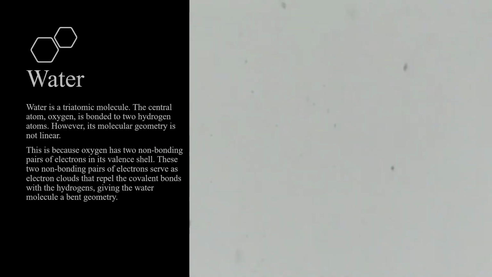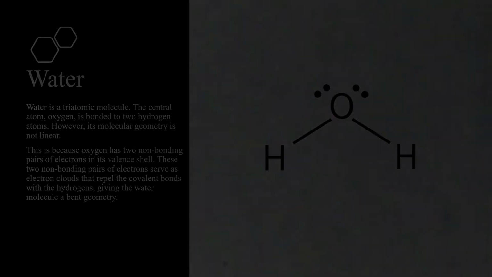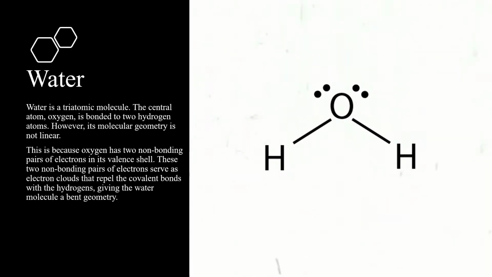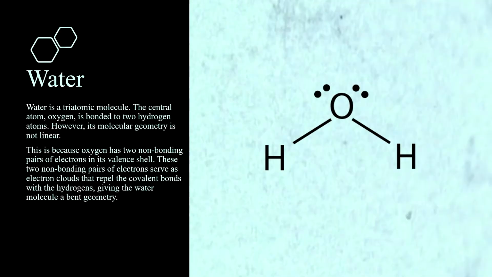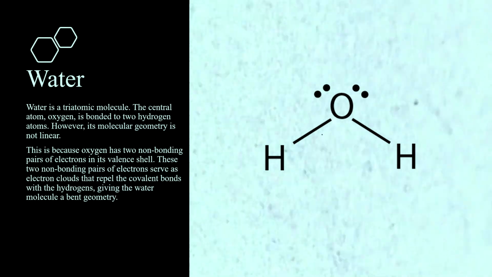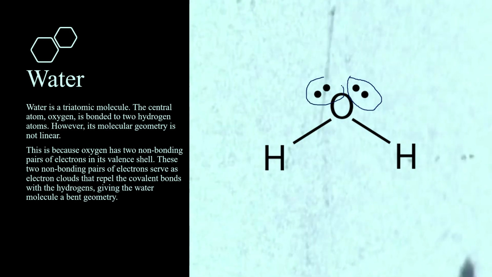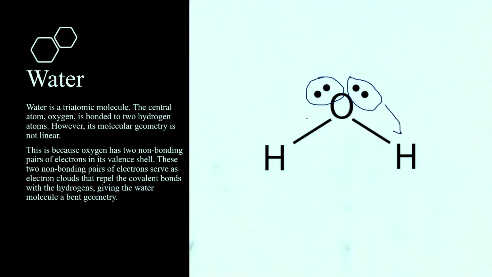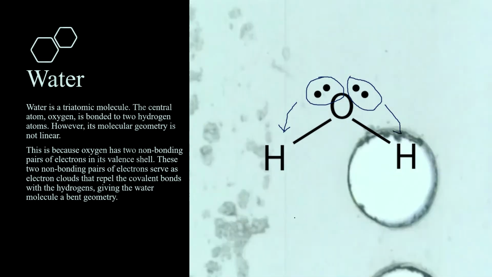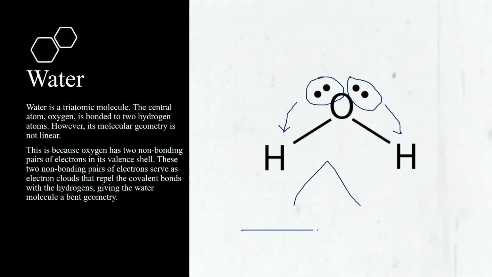Now, water is a triatomic molecule. The central atom, oxygen, is bonded to two hydrogen atoms. However, its molecular geometry is not linear. This is because oxygen has two non-bonding pairs of electrons in its valence shell. These two non-bonding pairs of electrons serve as electron clouds that repel the covalent bonds with the hydrogens, giving the water a bent geometry. So here we have a bonding pair here and a non-bonding pair here, and these clouds repel the covalent bonds of the hydrogen and give the molecule a bent geometry rather than a linear one.